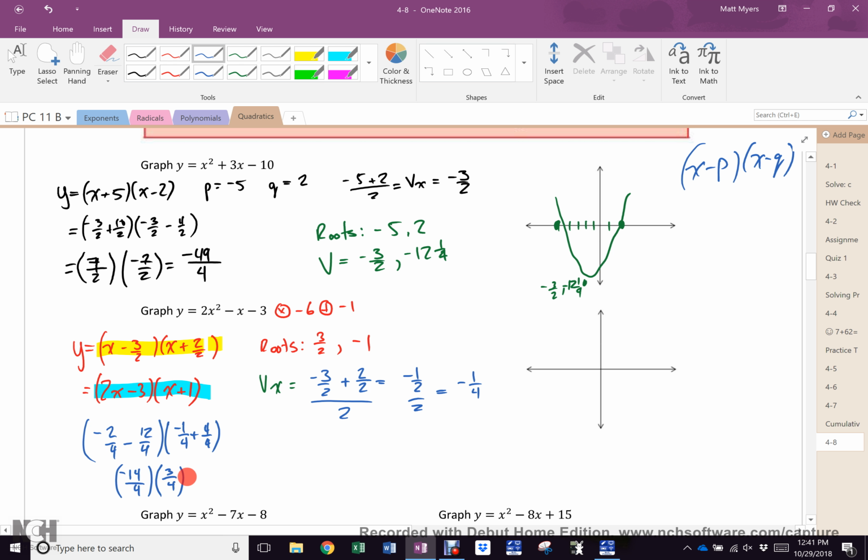3/4, which is negative 42/16, which is what?